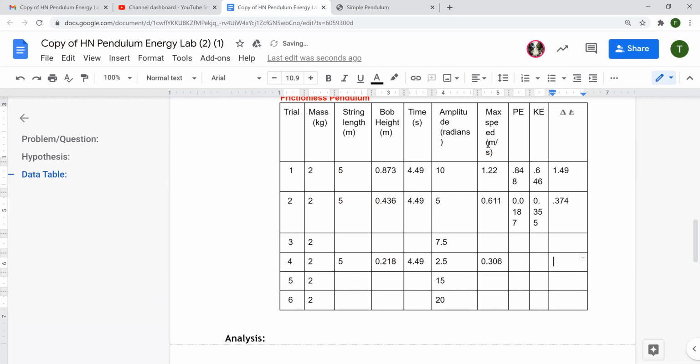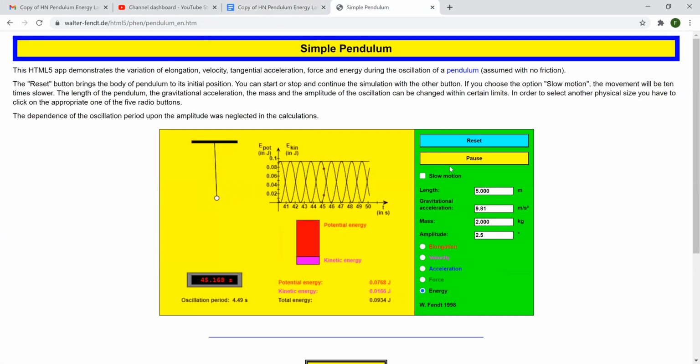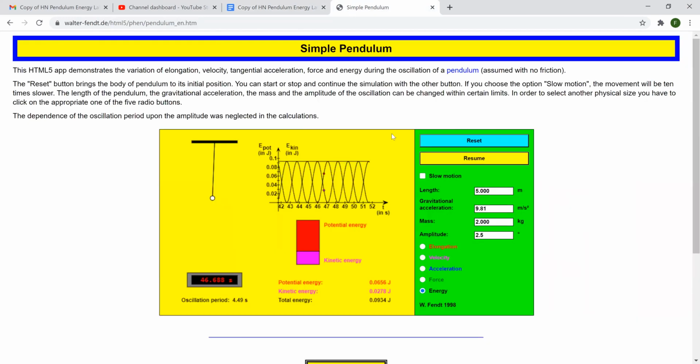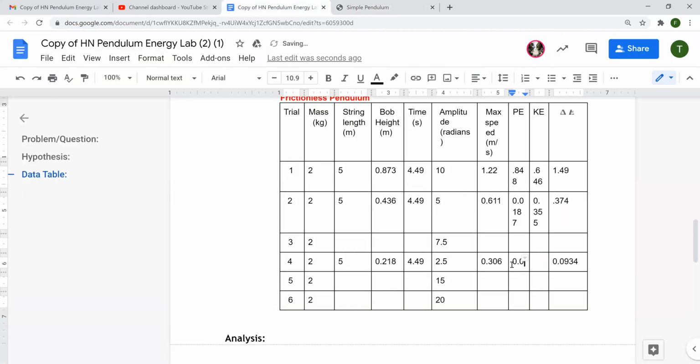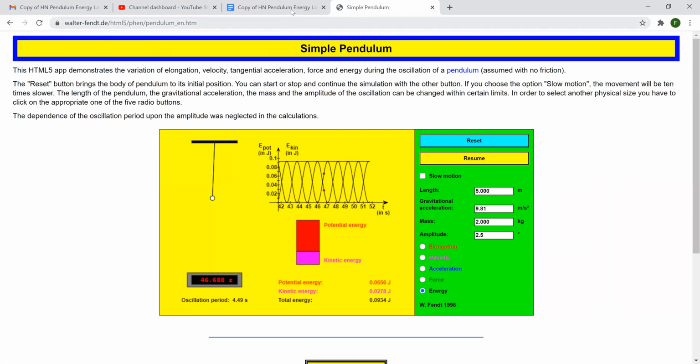Okay. And then the total energy is here. And I'm just going to do it right in the middle, kind of, 0.0934. Okay, so the energy is going down because it's not swinging as fast, because energy is conserved in a pendulum. 0.0656. And then 0.0278.